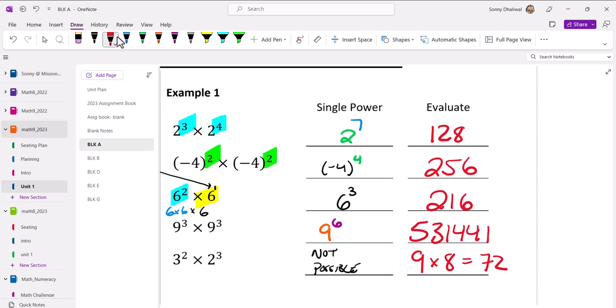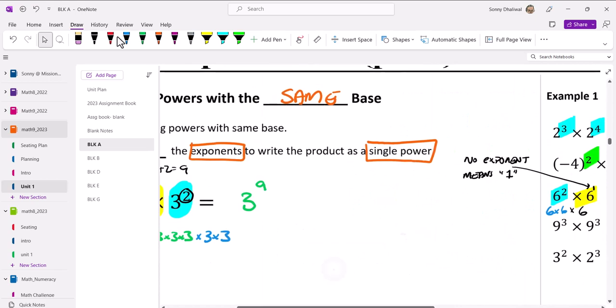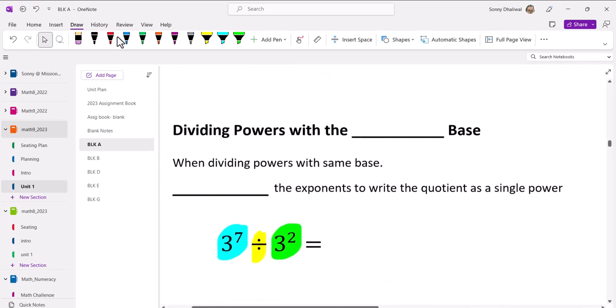So, let's talk about dividing. Okay. Once again, our goal is to take multiple powers and write it as a single power. And we can only do it again if the bases are the same. Now, division maybe is a little bit harder to visualize what's happening, especially when written like this. So sometimes with the division question, I like to write it as a fraction. It's a little bit easier to see what's going on.